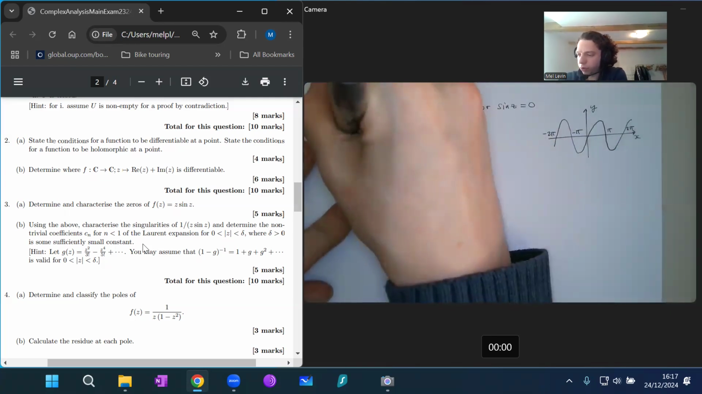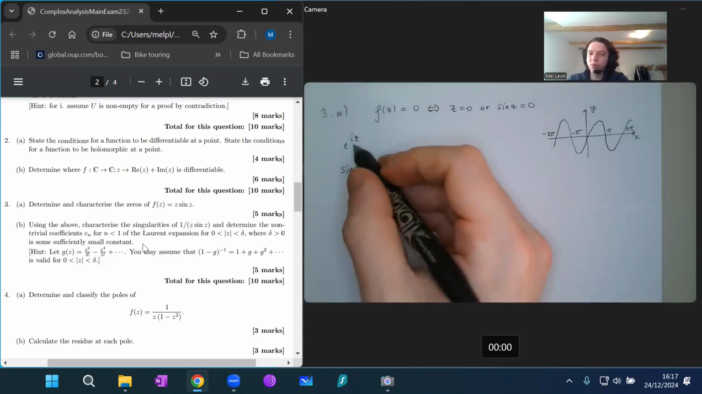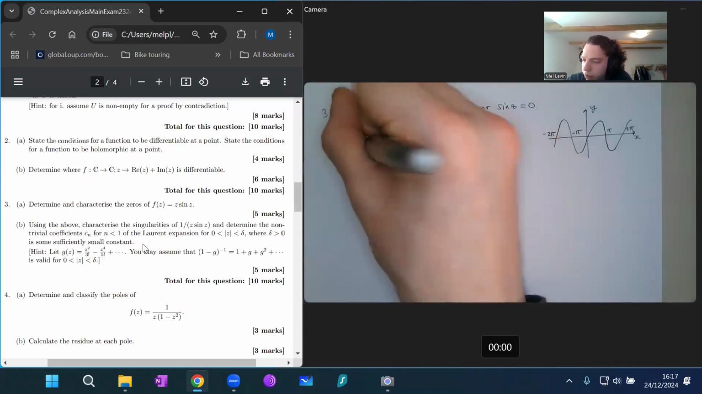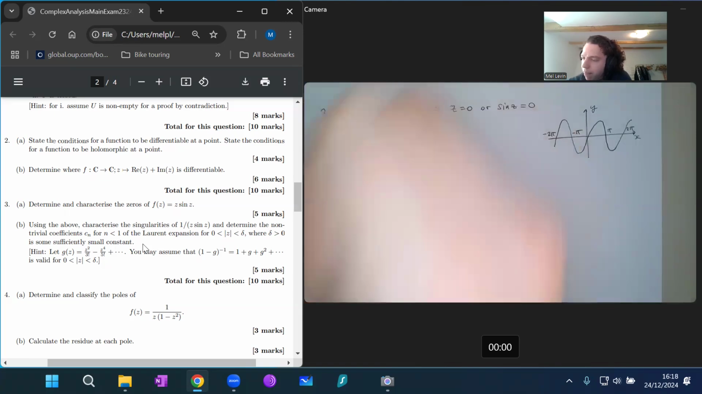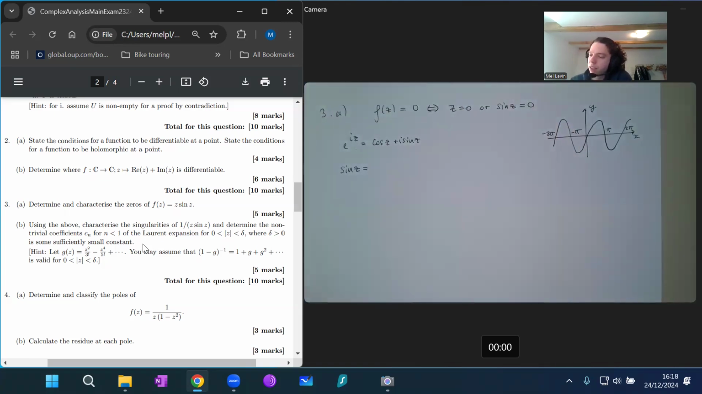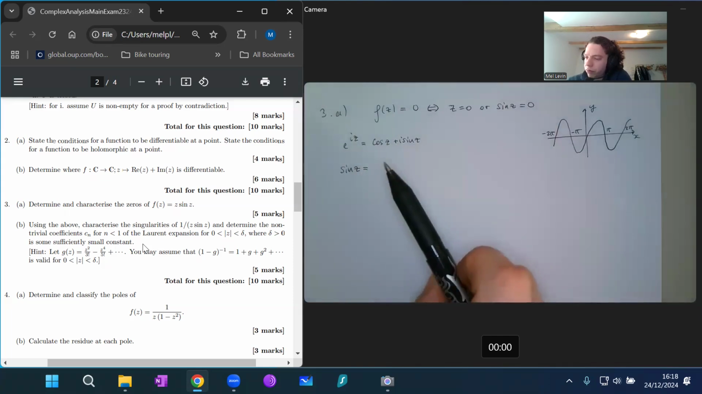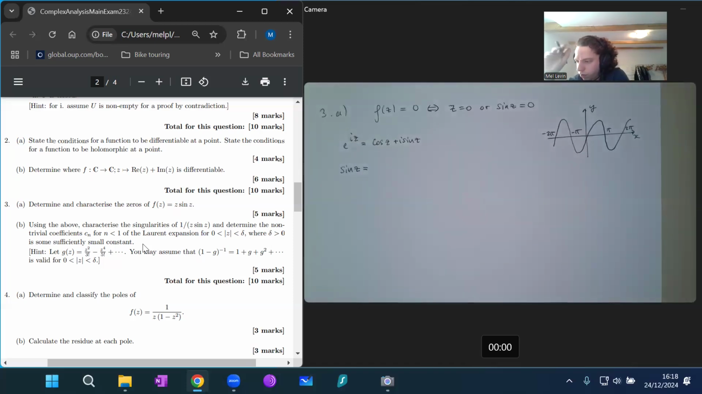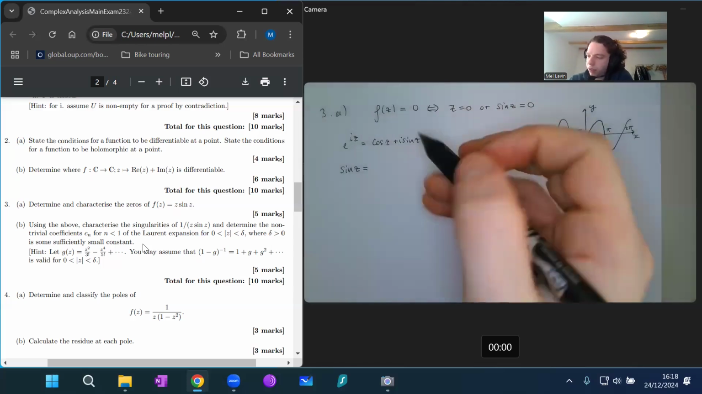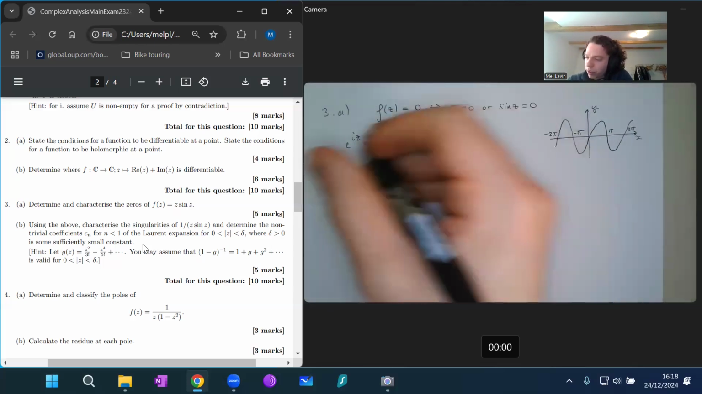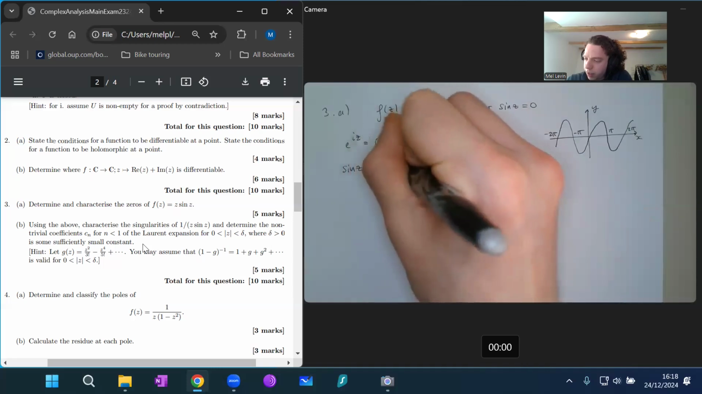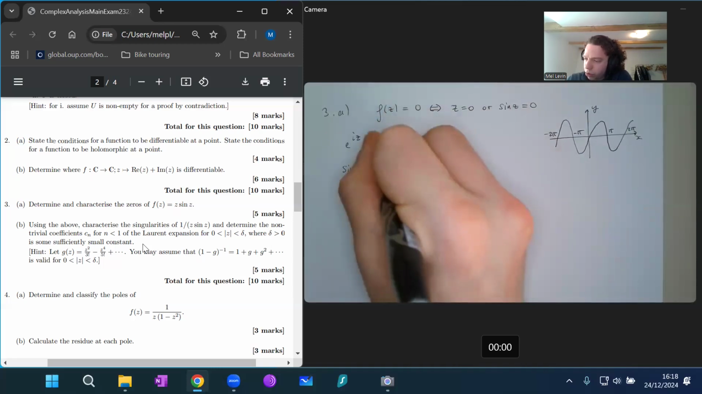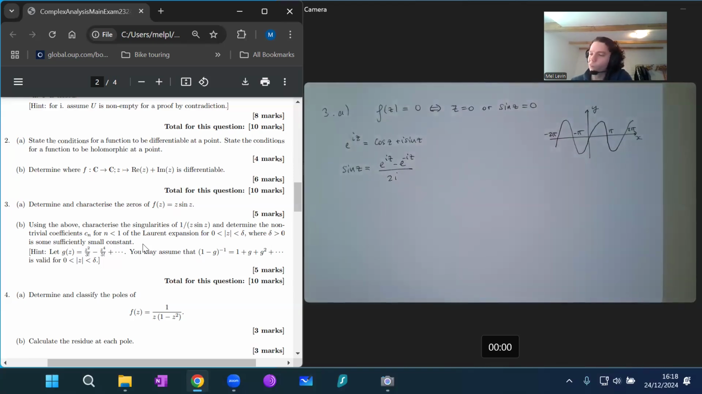Sorry. So Euler's formula can be generalized to not just e to the i theta, but e to the i z. So e to the i z is equal to cos z plus i sine z, right? And so sine z can be expressed as e to the i z minus e to the minus i z over 2i.